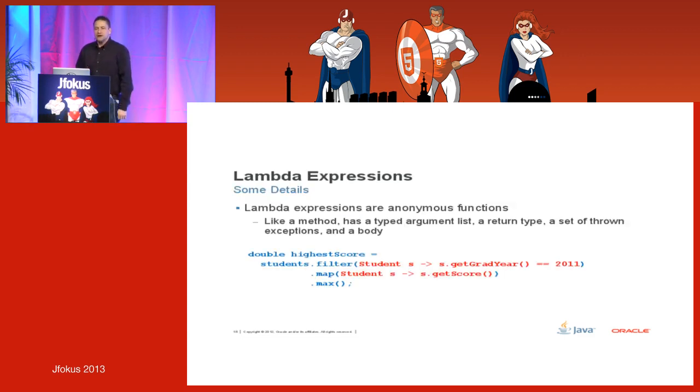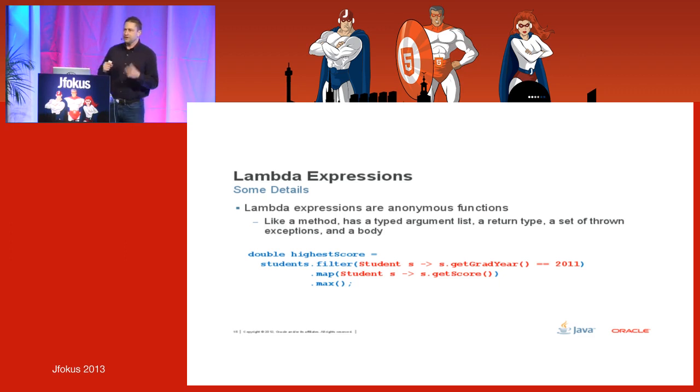So some details about lambda expressions. Effectively, you can think of a lambda expression as being an anonymous function. This is where we get into the idea of a functional programming model versus the imperative object-oriented programming model that we use at the moment. So it is like a method. It has a typed argument list, so you pass arguments to it in the same way that you would any other method in Java. It has a return type, which may well be inferred by the compiler. So you don't actually explicitly have to make a return.